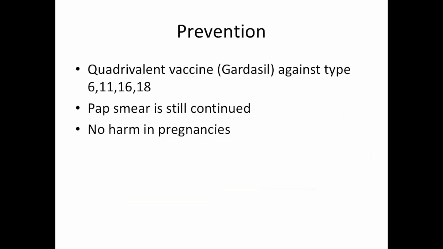Okay? Now, talking about prevention, we have a vaccine, the quadrivalent vaccine, which we call Gardasil. Now, a way to remember this is that this vaccine guards you from cervical cancer, and it's against 6, 11, 16, and 18. Okay, so these are, as we said, the most common types of HPV. However, Pap smear is still continued.